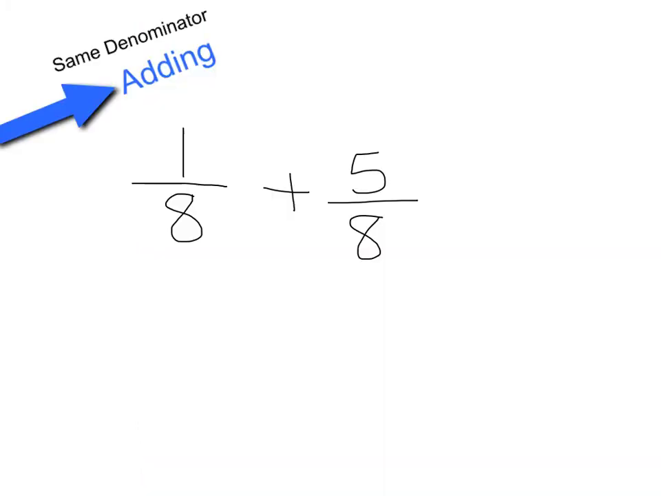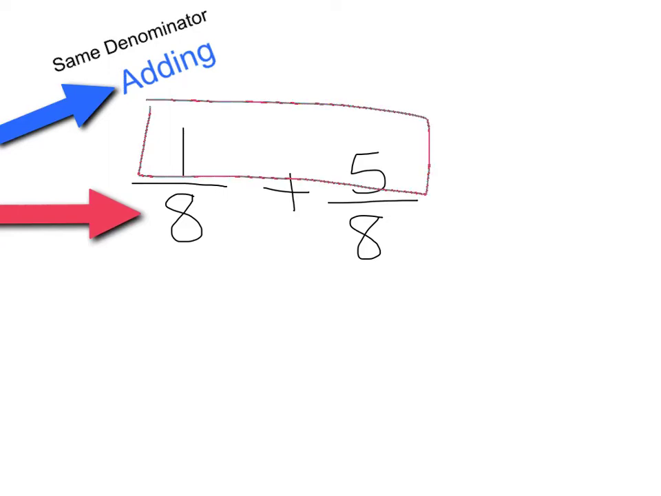Here's our first example. We have two fractions that we are adding, and they have the same denominator. So both have the denominator of 8. So this is nice and easy to get started with. All you have to do is add the numerators together and keep the denominator. So 5 plus 1 is 6, but you just keep the denominator of 8.